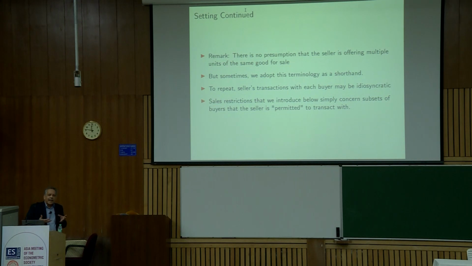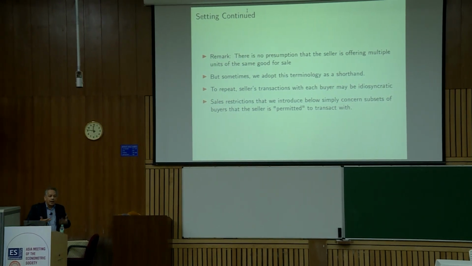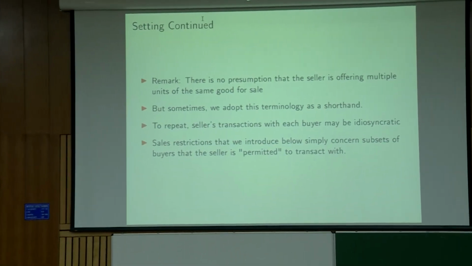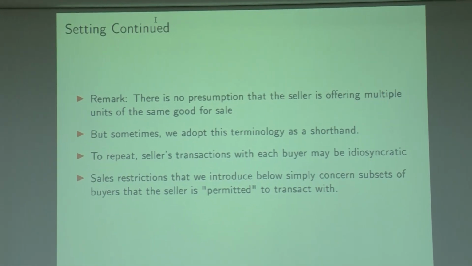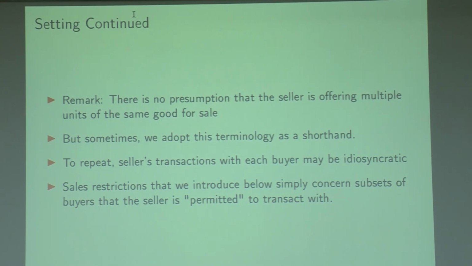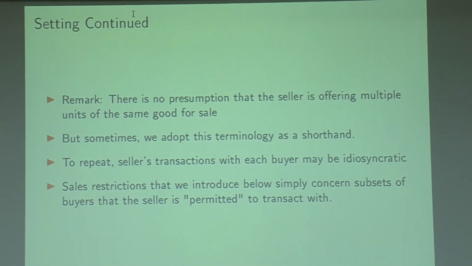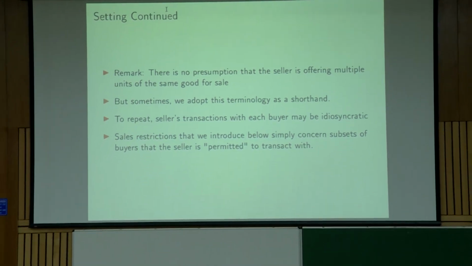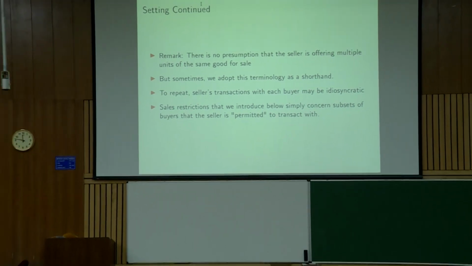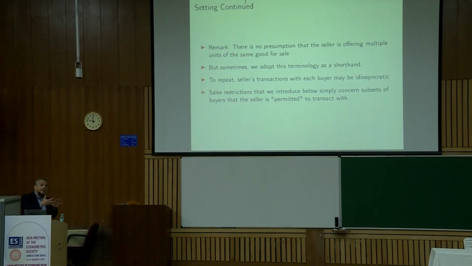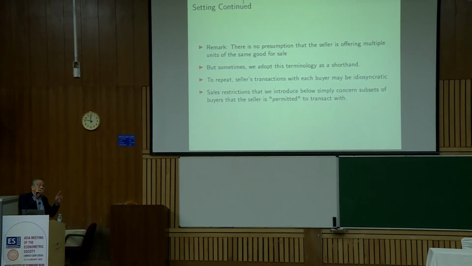I will sometimes talk as if there are identical units being offered, but there's no presumption that's the case. The transactions the seller can make with each of the buyers can be completely idiosyncratic. When we talk about sales restrictions, we'll often use the language of units as if they're homogeneous units. It's just restrictions on the sets of buyers the seller is permitted to transact with.